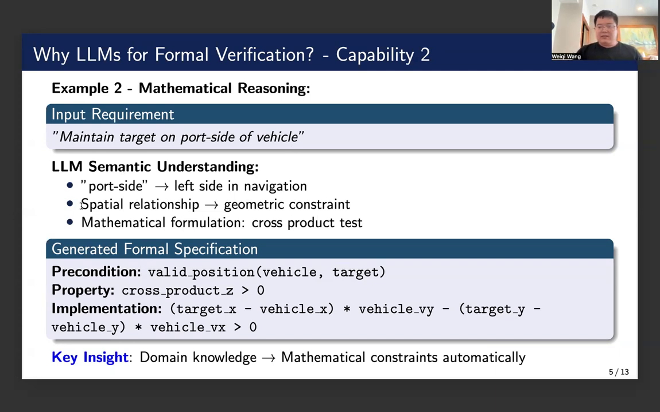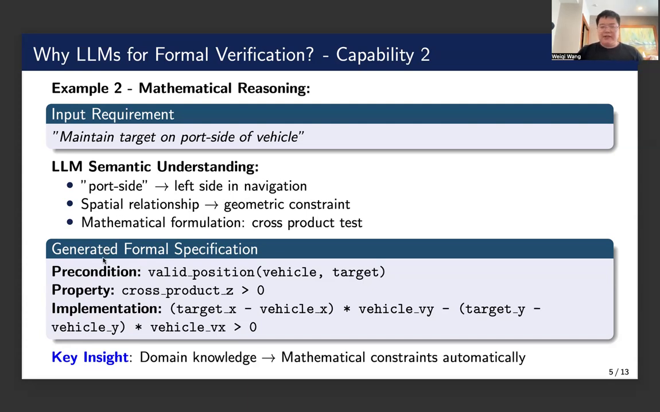It means the left side in navigation. After that, it recognizes that the spatial relationship should be changed to geometric constraints, and it formalizes a mathematical constraint. It provides a cross product and does the test. So here is a formal specification. We have a precondition.